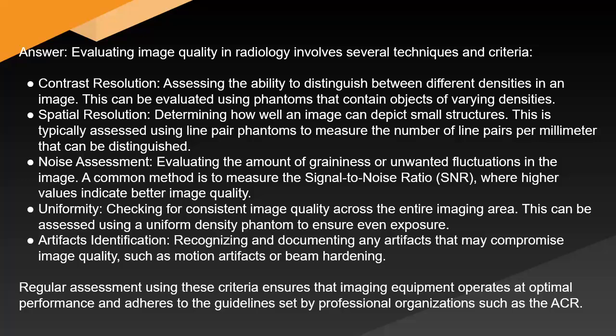A common method is to measure the signal-to-noise ratio (SNR), where higher values indicate better image quality. Uniformity, checking for consistent image quality across the entire imaging area. This can be assessed using a uniform density phantom to ensure even exposure. Artifacts identification, recognizing and documenting any artifacts that may compromise image quality, such as motion artifacts or beam hardening.